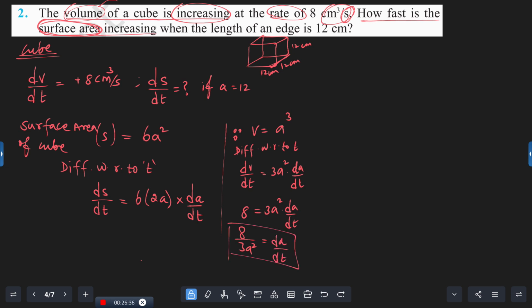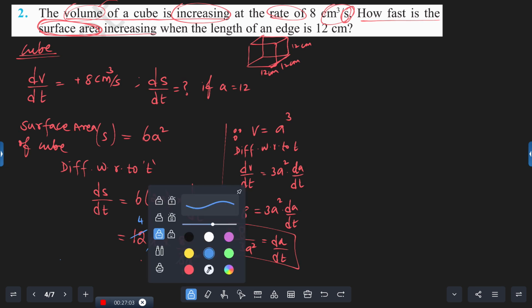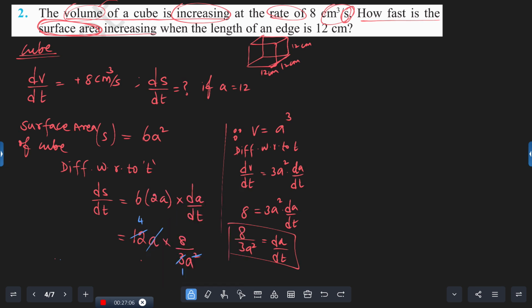This you substitute here. Then what am I getting? 6 twos are 12a multiplied by dA/dt, which we now got with the help of volume: 8 divided by 3 times a squared. When you simplify, what am I getting? a and a cancel. Next, 3 and 12 cancel, 3 fours are 12, so 4 remains. 4 eights are 32. So 32 divided by a.